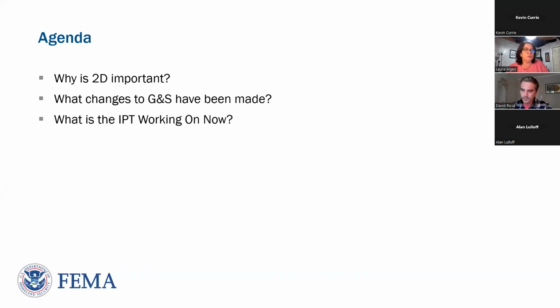why the two-dimensional modeling is important, why we're doing this work, what we have done already as part of some of those initial groups that we coordinated with, and changes that we've made to GNS. And so I'll apologize, I shorthanded that. That's guidelines and standards. So the changes that we've made to guidelines and standards already to incorporate the changes and nuances between two-dimensional and one-dimensional modeling. And then also what the IPT is working on now, so that integrated planning team that Alan mentioned.